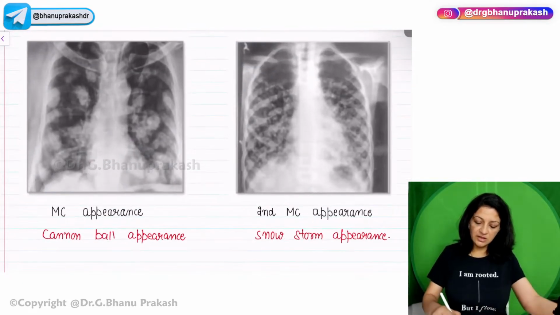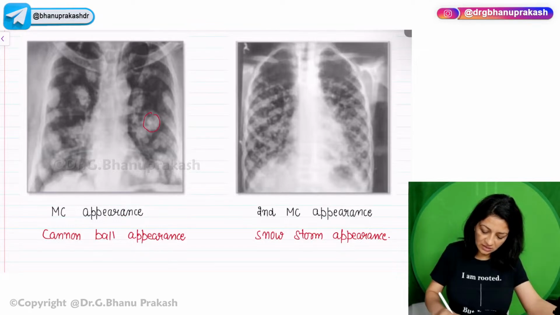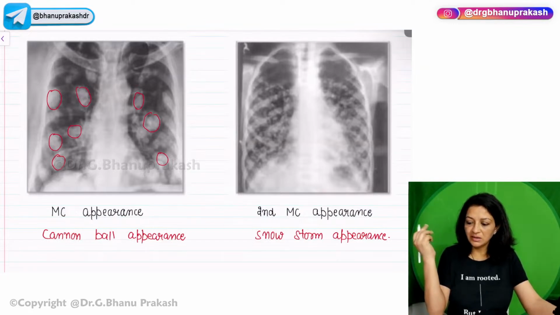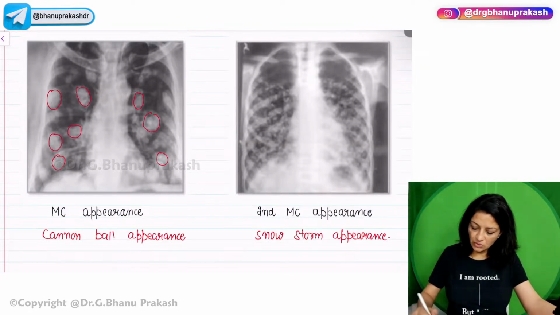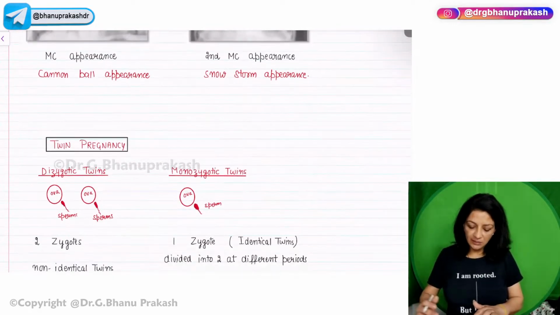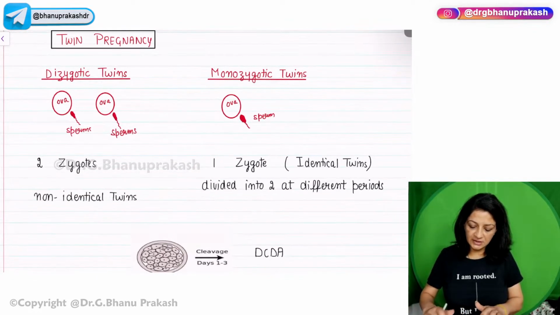Okay, so in the first image you can see these ball-like structures seen in choriocarcinoma metastasis in the lungs. And in the second one, you can see the white out lungs. Yes, snowstorm appearance, all the white shaded lungs. So I think molar pregnancy is important. Second one is twin pregnancy.